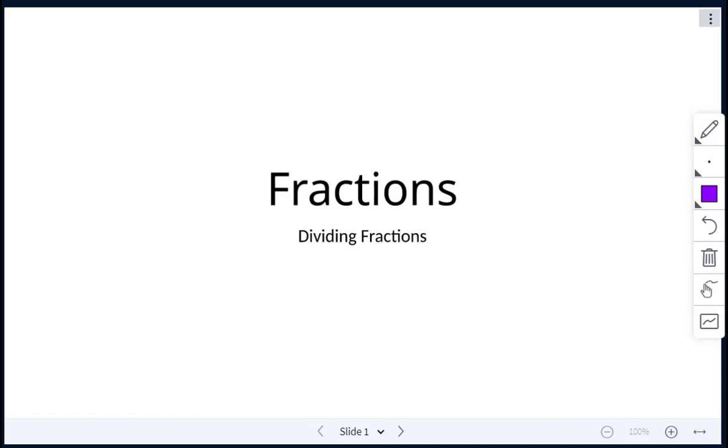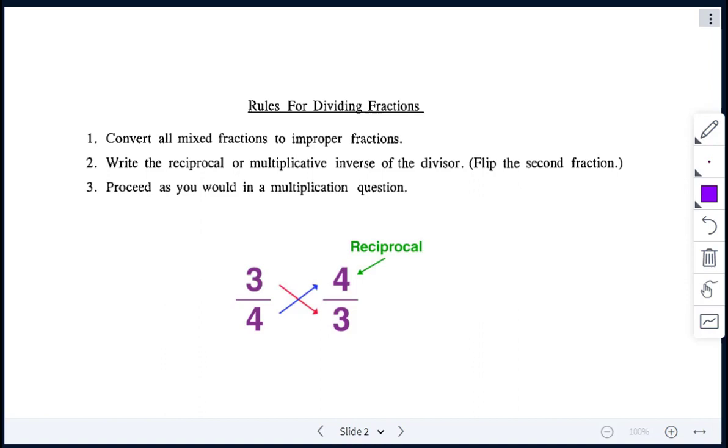Today's lesson is on dividing fractions, and you'll see that when dividing fractions, we still need to know our concepts for multiplying fractions. So the rules here for dividing fractions, the first rule is if you have any mixed fractions, you're going to convert them into improper fractions.